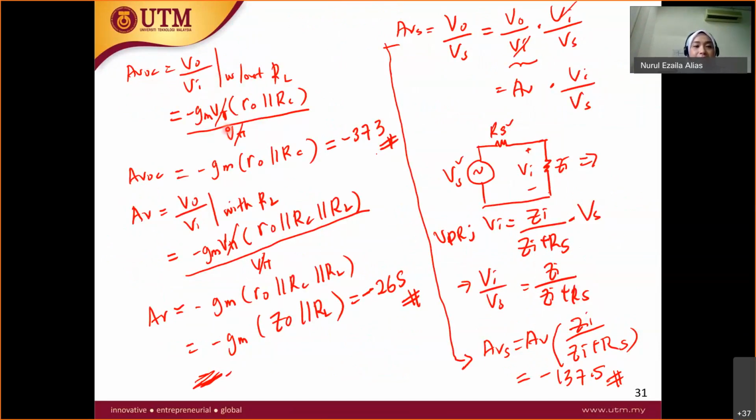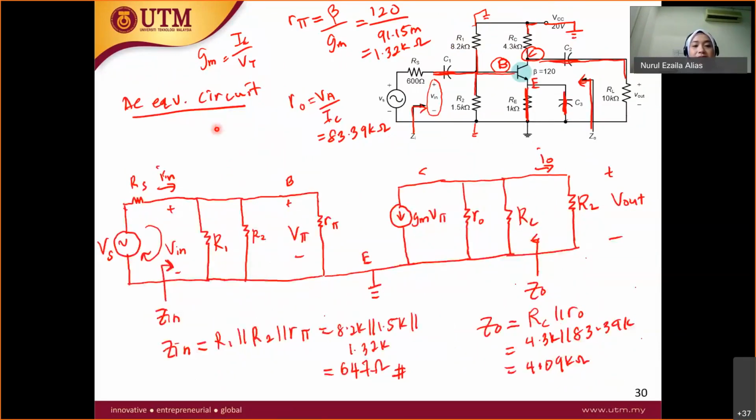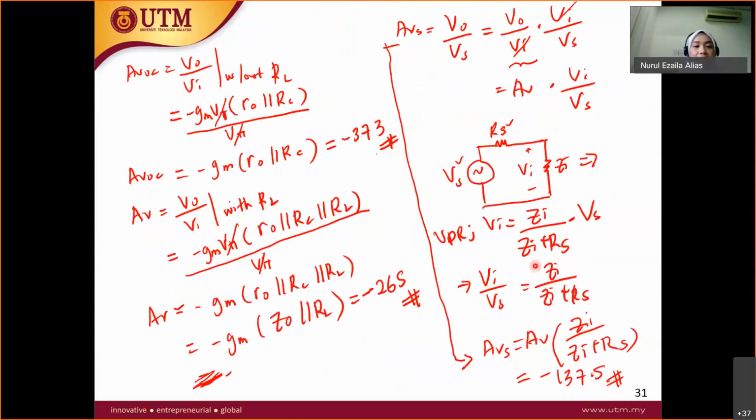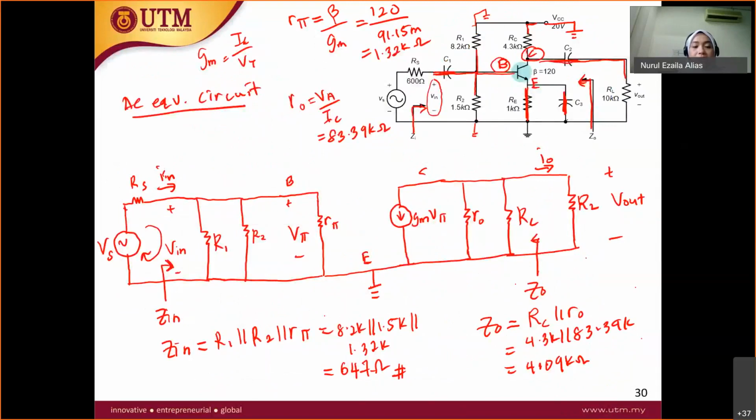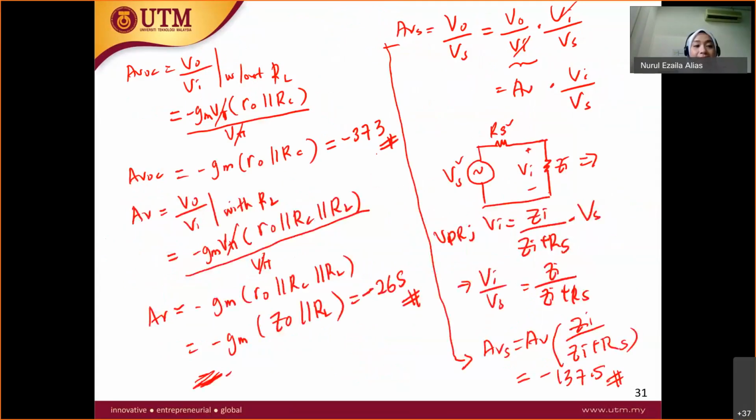So you will get this, which is equal to V out over V in. V out is the voltage across the resistor here. Since this is without RL, it is RC. So why did we take negative? The current source here is going down. In order to get a positive V out, the current source would have to go in the opposite direction. That's why we take the negative sign here.